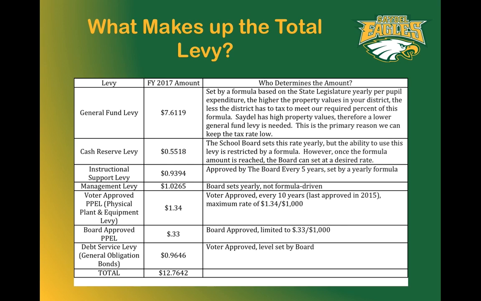The next levy is the debt service levy. This is the levy that is used to pay off general obligation bonds that have been voted on by the public. So these bonds are voted on by the public, and then after that, the level of the levy is set by the board. Again, just like these levies, PERL has a maximum set for the amount that can be levied, which is 13.5 cents per $1,000.